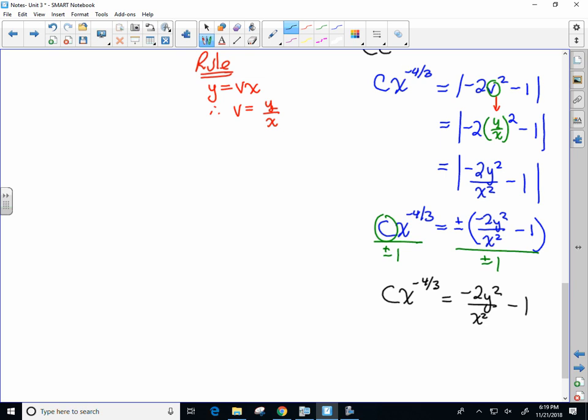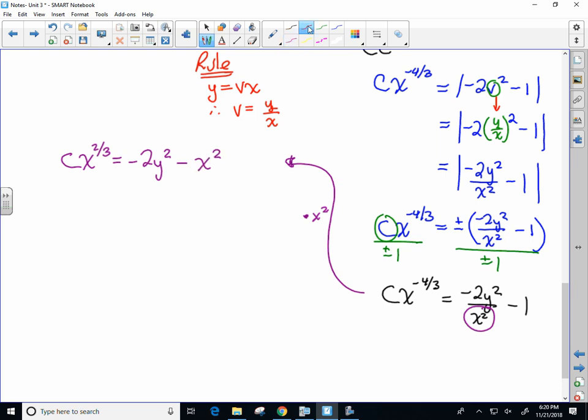All right, and since our goal here is to just solve for y in terms of x, really the only stuff that remains would be to multiply through with an x squared. So multiply everything by x squared. And we would get cx, you'd have to add negative 4/3 and 2, and it'll become 2/3. Because we have a denominator of x squared that I want to clear out. All right, and so that's going to be equal to negative 2y squared minus x squared.